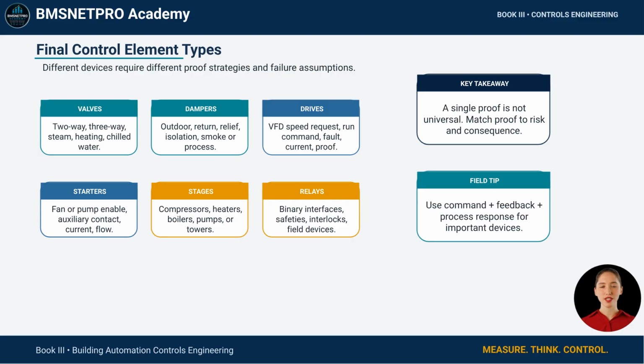Final control elements include valves, dampers, variable frequency drives, starters, compressor stages, heater stages, relays, and factory interfaces. Each device has different failure modes. A valve can open without water flow. A damper can report position while disconnected blades remain closed. A drive can accept a speed command while local hand mode prevents BAS authority. A starter auxiliary contact can prove electrical state without proving airflow. Do not use one proof strategy everywhere. Match the evidence to the device and to the consequence of failure.